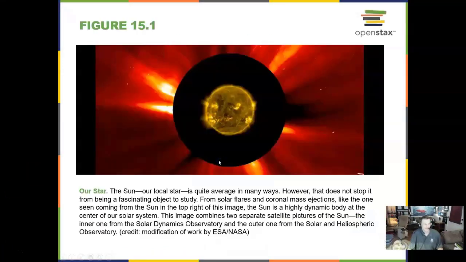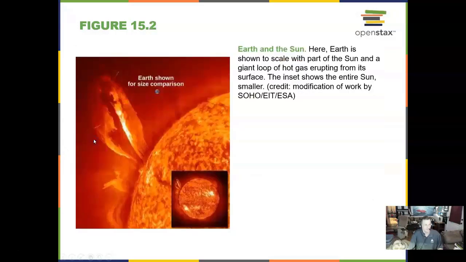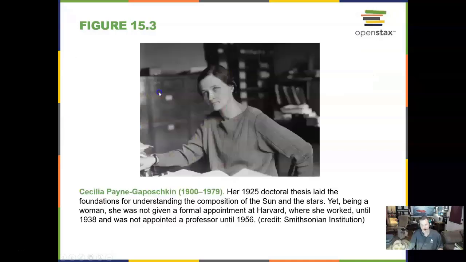This is a picture from the SOHO spacecraft. It is a solar observatory in space aimed at the Sun. It takes continuous images. For comparison, we can put the Earth next to the Sun, and you can compare the sizes of the two. You note that a solar prominence over here is much bigger than the Earth.